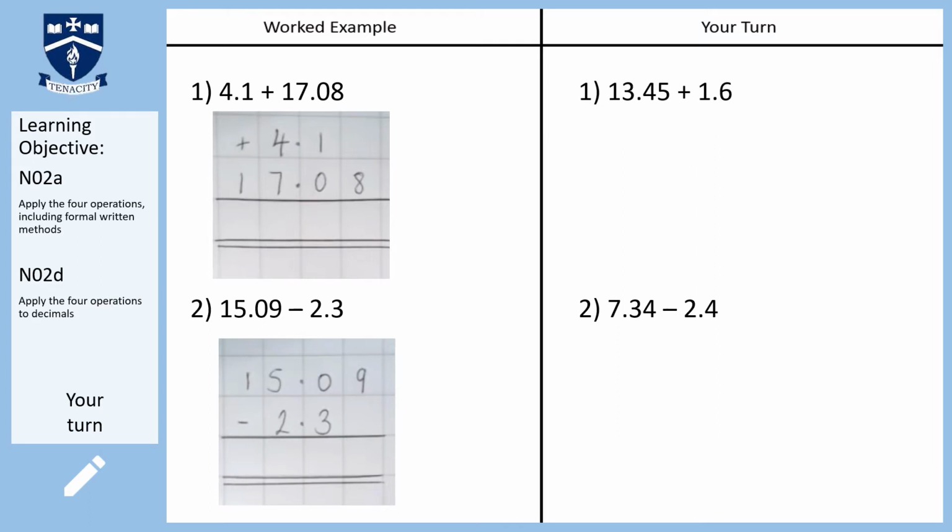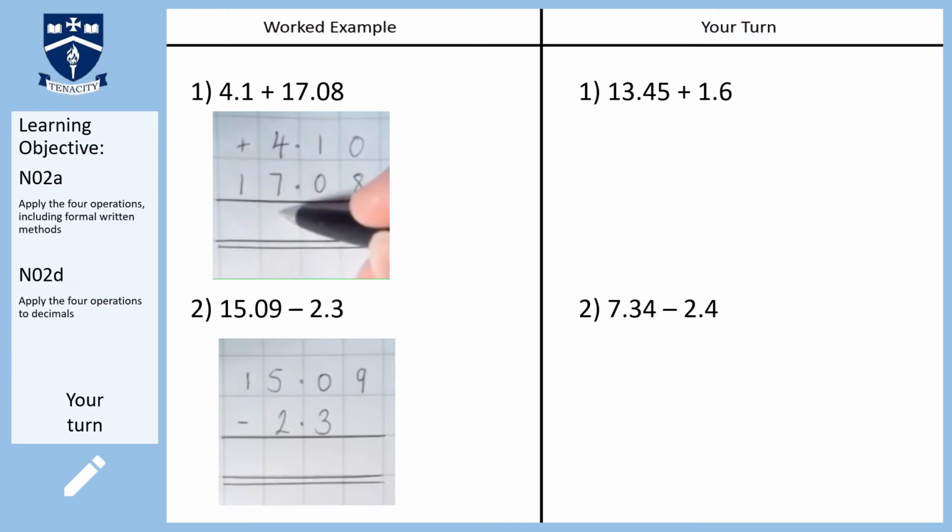What's most important when you're using the column method is that you line up your digits by the place value. Sometimes it's useful to add a 0 in a place value where there is no number. It's not necessary though. 0 plus 8 is 8, 1 plus 0 is 1. Don't forget to add the decimal place.